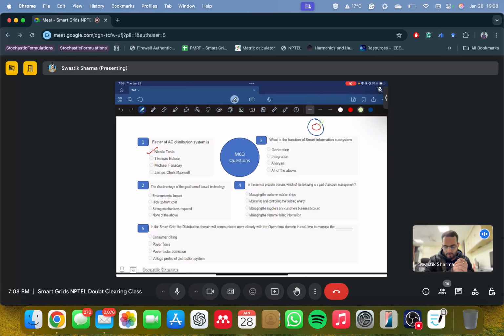So why is it a disadvantage? It's because it's highly dangerous for the environment. Why? Because you have to first vacate a large area, then dig, and it can cause seismic activity as well, because you have to dig large holes. So this can cause a huge amount of environmental impact. So what is the function of a smart information subsystem? This we discussed, if you know.